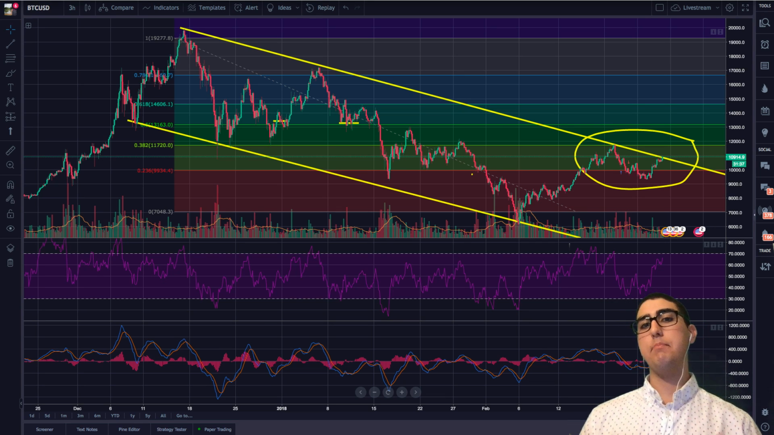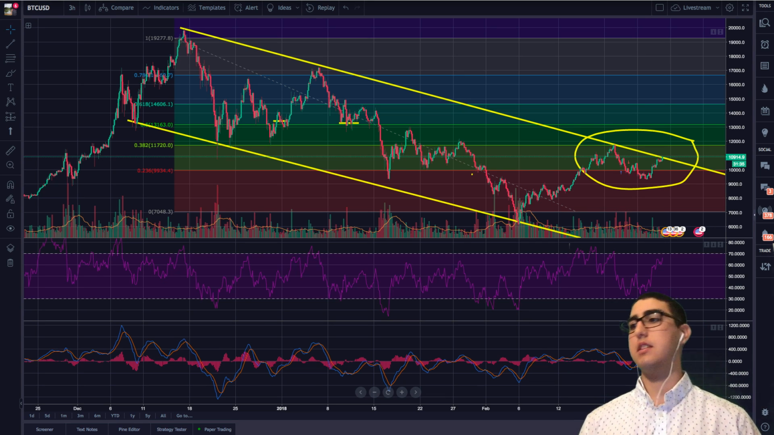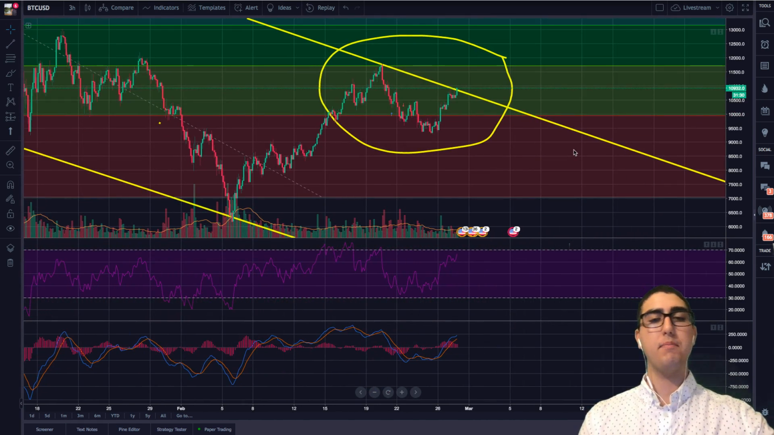Somebody says alt or cash. I would say a mixture. I would say 30 to 40% of your assets should be allocated until Bitcoin passes 11,400, in my opinion.